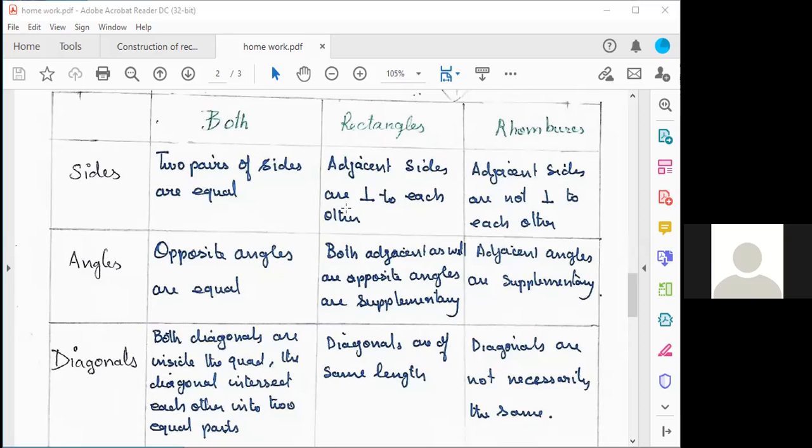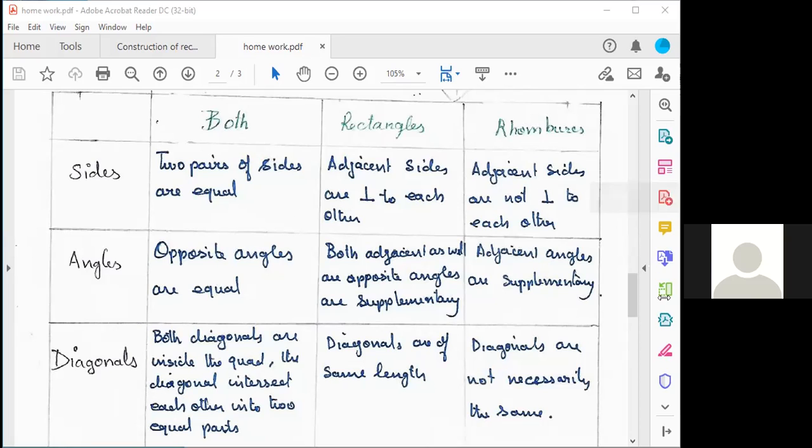You can write it in short: both diagonals bisect each other. And you can see that diagonals are of the same length for rectangles. In a rhombus, they are not necessarily. Thank you for writing "not necessarily," but they are perpendicular. That you should have mentioned.